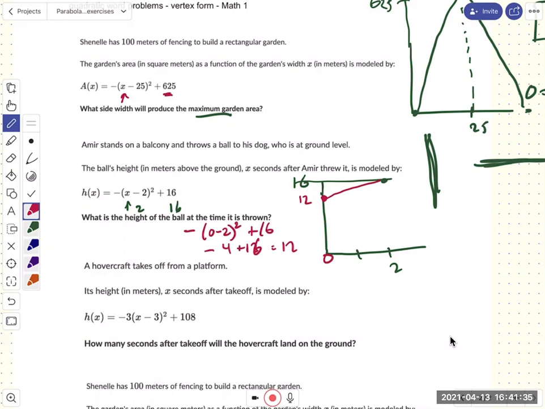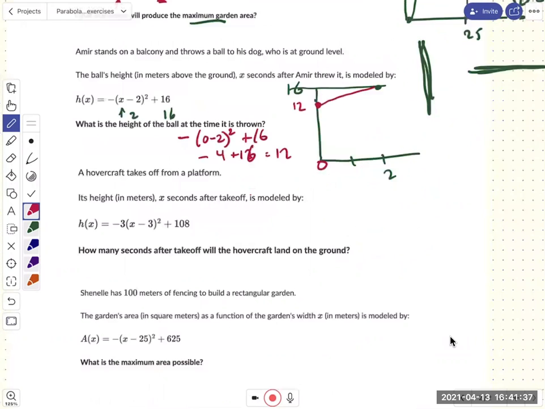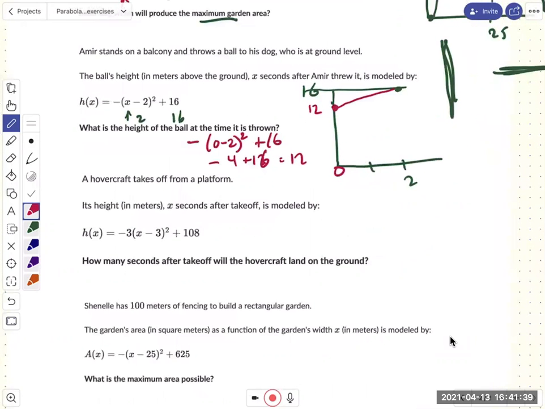Hovercraft takes off from the platform. So look at the hovercraft, and we see 3 is a critical number. So our vertex is going to be at 3. So at 3, we get nothing from this term, okay? Because we have 3 minus 3 is 0. Minus 3 times 0 is 0. So at 3 seconds, the hovercraft is going to be 108 meters above. So we have that.